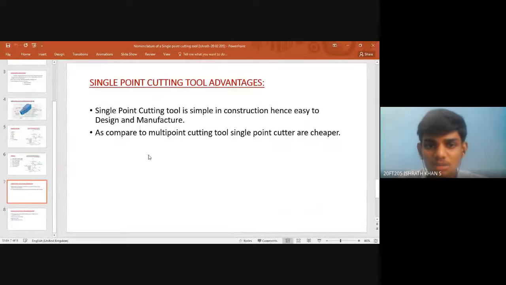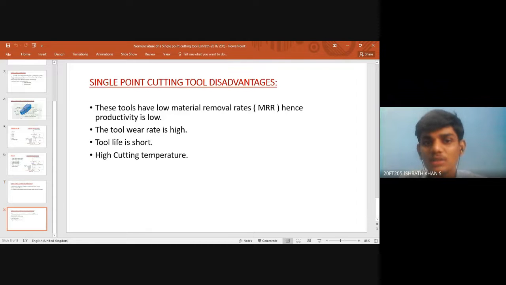The advantages of single point cutting tools are that the single point cutting tool is simple in construction and hence easy to design and manufacture. As compared to multi-point cutting tools, single point cutting tools are cheaper. The disadvantages of single point cutting tools are that these tools have low material removal rates, productivity is low, the tool wear rate is high, and they produce high cutting temperature during operations. Therefore, the tool life is short.